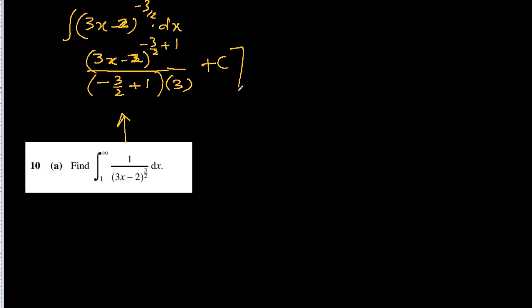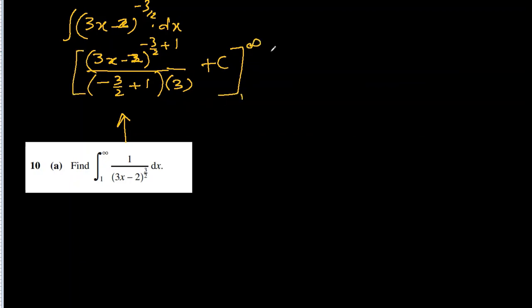So whenever we integrate the power of a function, we write the function itself and add 1 to its power and divide it by the same power. But unlike normal functions, we further divide it by the differentiation of the content of the bracket. So the differentiation of 3x minus 2 is just 3. So we divide the whole thing by this, and this becomes the integration. And now I can write the limit here.